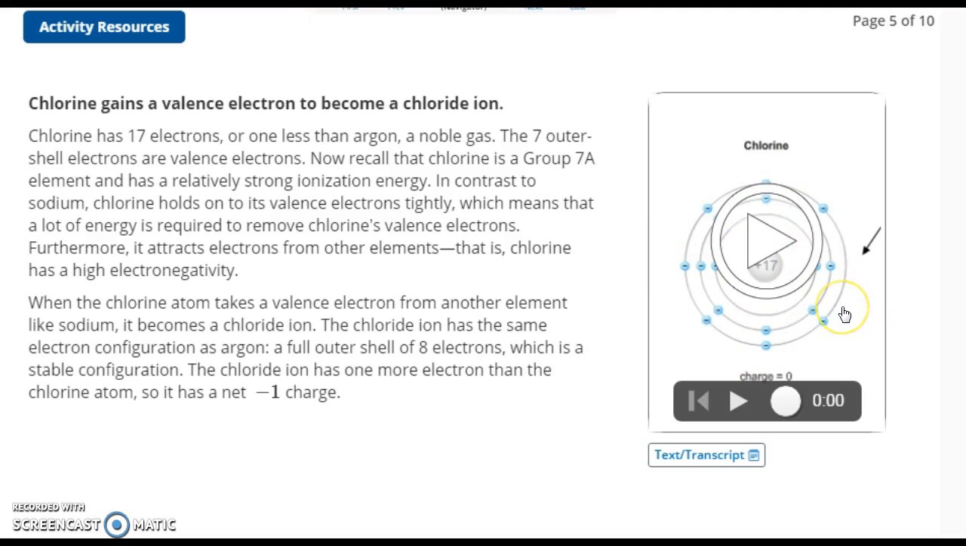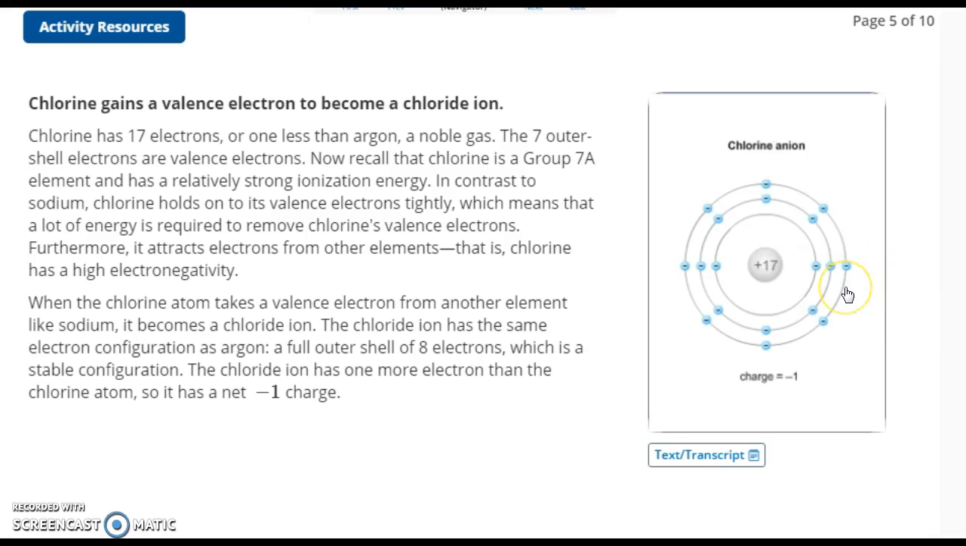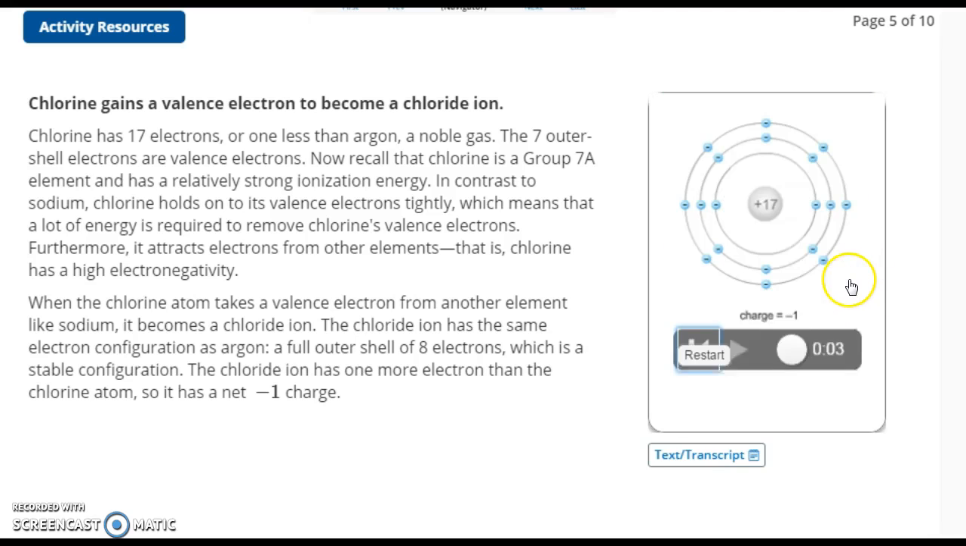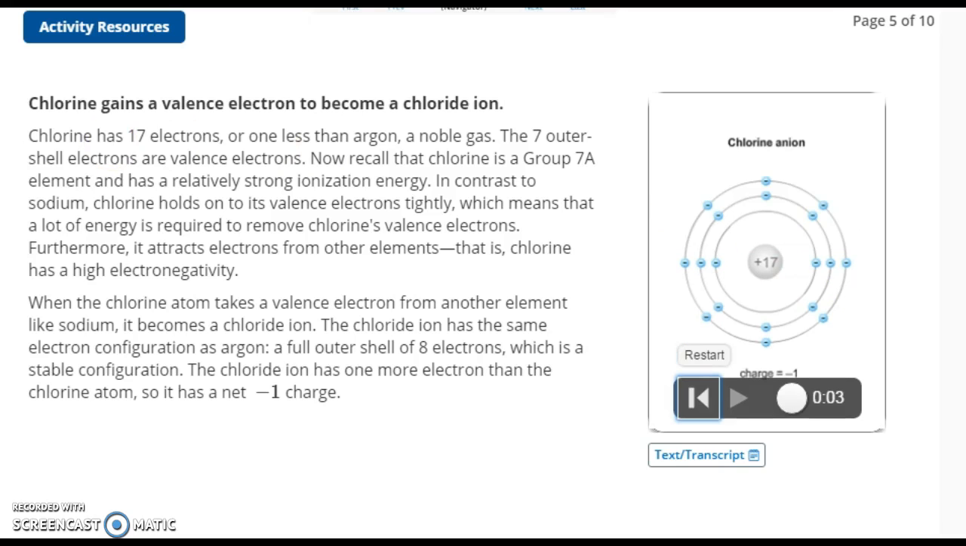How many total electrons does chlorine want in its outer shell to be full? 1 more, for a total of 8. Now it has 17 protons, but how many electrons total? 18. So 17 minus 18 equals -1. Chlorine has 17 electrons, or 1 less than argon, a noble gas. The 7 outer shell electrons are valence electrons.